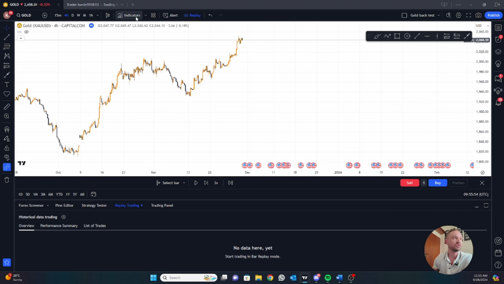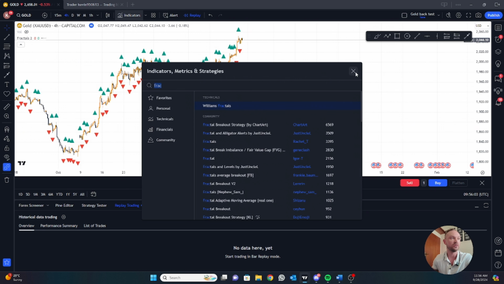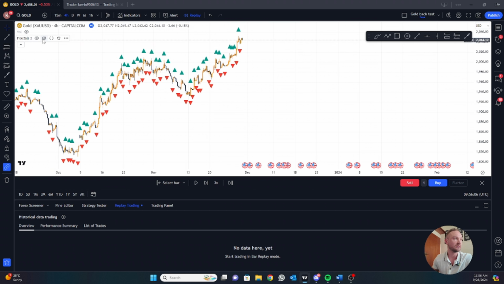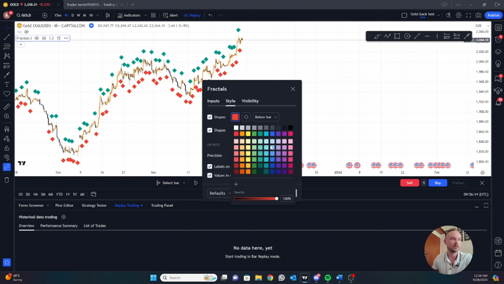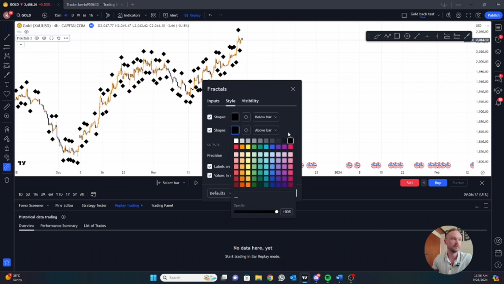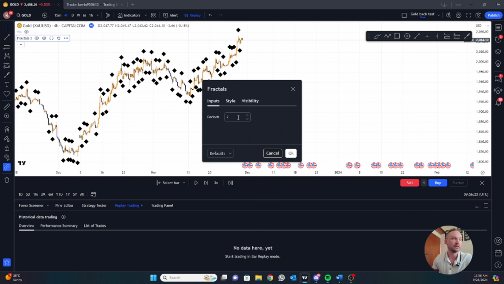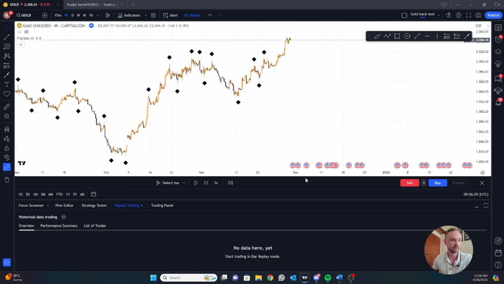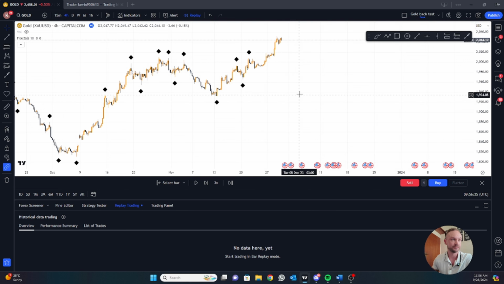Okay, before we move on, the indicator that I like to use is the fractals. So I'm just going to add the Williams fractals to this. Then in the settings, I'm going to change this to diamonds. And then the periods I like to move to 10, just so that it removes some of the noise. This will help me identify the lows and the highs of the market.